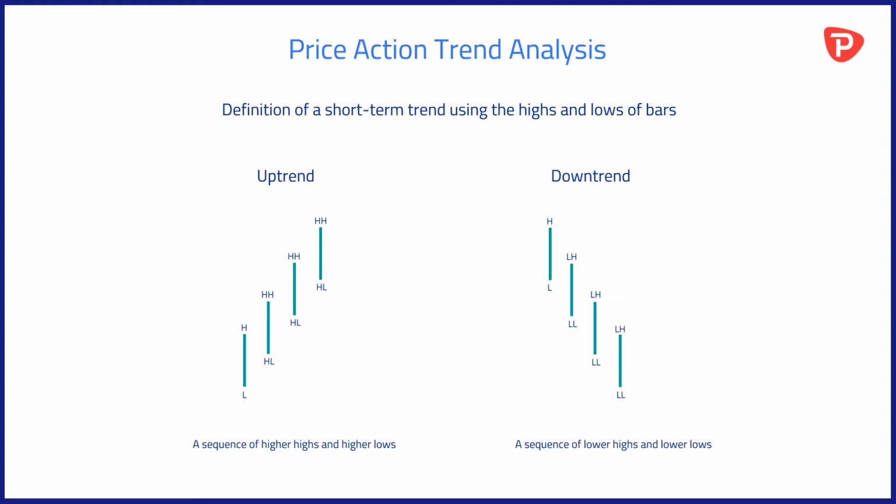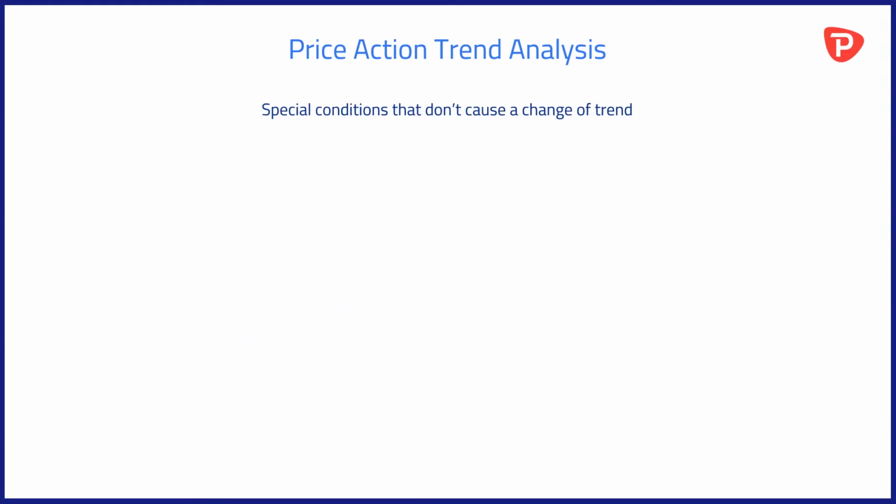Only a bar with a lower high and lower low reverses a short-term uptrend, and only a bar with a higher low and a higher high reverses the short-term downtrend. These 2 simple rules will ensure that you know which way the direction of the short-term trend is headed quickly and with a degree of certainty.